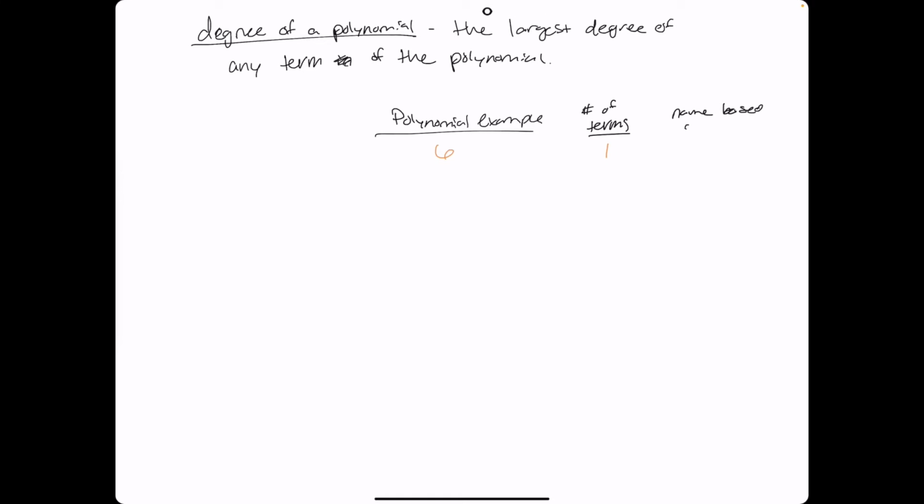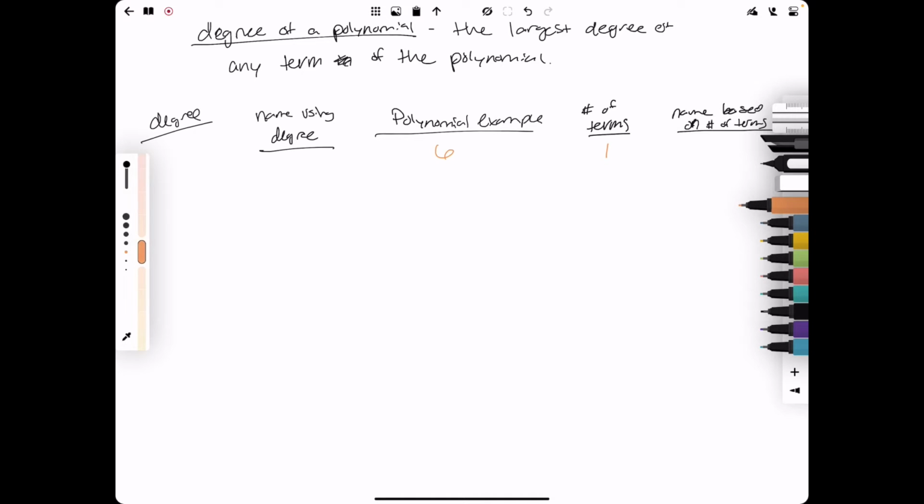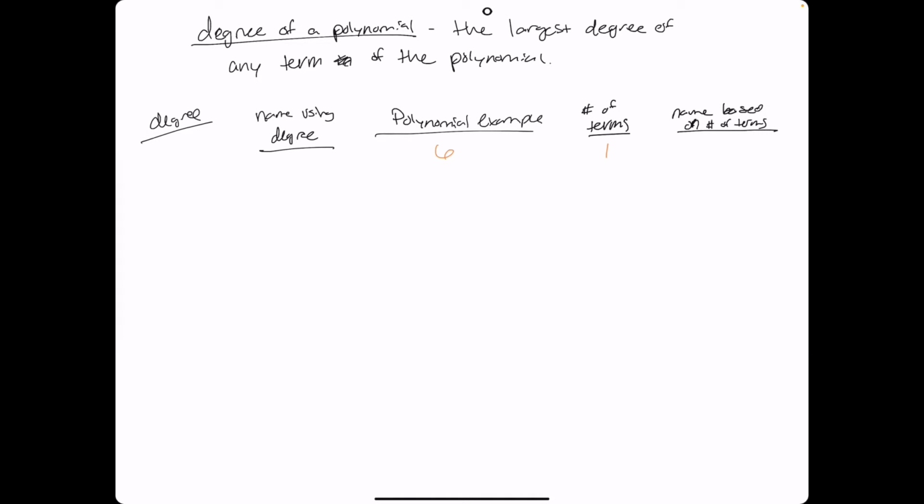Are you supposed to write these all down? No. Name based on number of terms. And then we can also stick in here degree, name using degree. And what is the degree of 6? 0. Exactly. There's no powers. So you would call this a constant. When the degree is 0, you call it a constant. Here's an example. There's one term. It's a monomial.